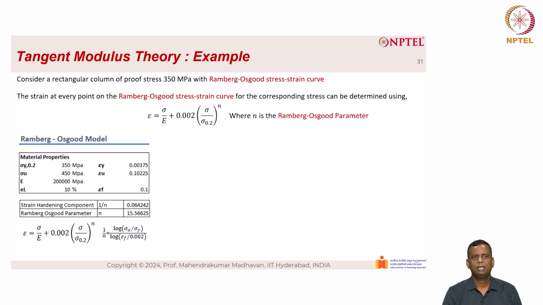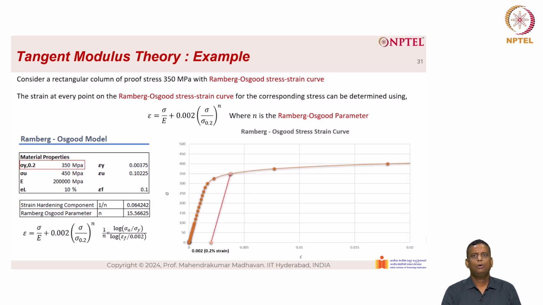The strain hardening component is 1 by n, which is given by the value 0.064242, and the Ramberg-Osgood parameter n is given as 15.56625. These are the parameters that are given in the problem. Now, how to solve this problem? We plot the stress versus strain.